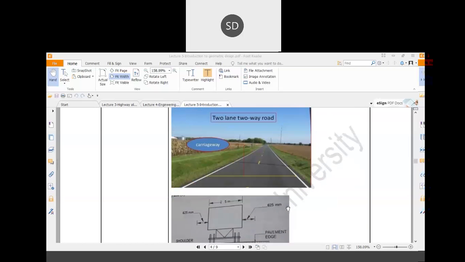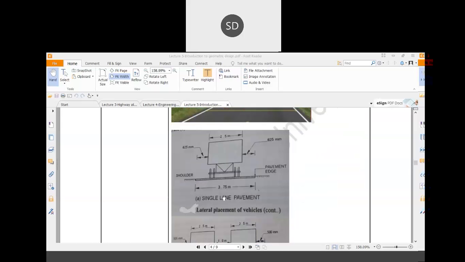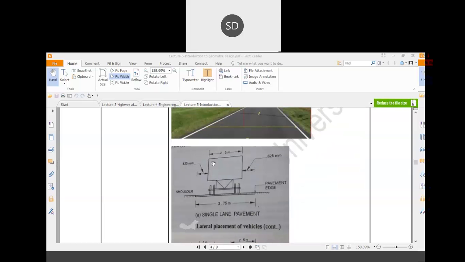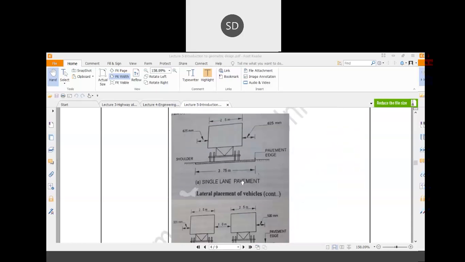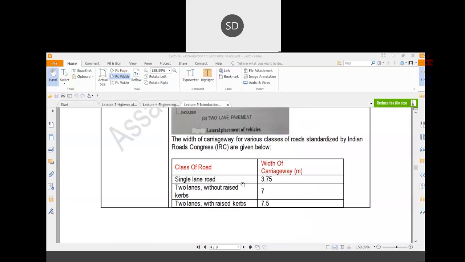For a single lane road, the width of the carriageway is 3.75 meter. Why 3.75 meter? Because we have considered the width of the vehicle as 2.5 meter and a clearance distance of 625 millimeter on both sides. So that is your 3.75 meter. Just remember, for a single lane road, the width of the road should be 3.75 meter.